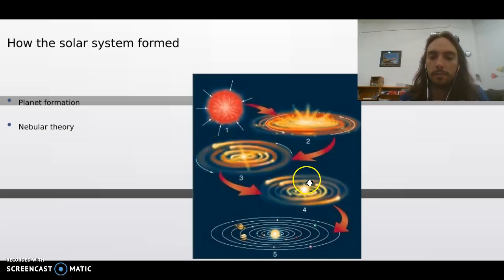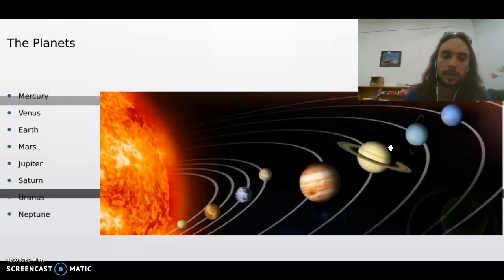And here we see in 4, the sun is pretty much formed here. The planets are still trying to figure out their own path. It's basically a bunch of space junk spinning around, hitting each other until finally we get our model of the solar system here, which is heliocentric, the sun in the middle, and then the planets gravitating and rotating around the sun. So that's the nebular theory.